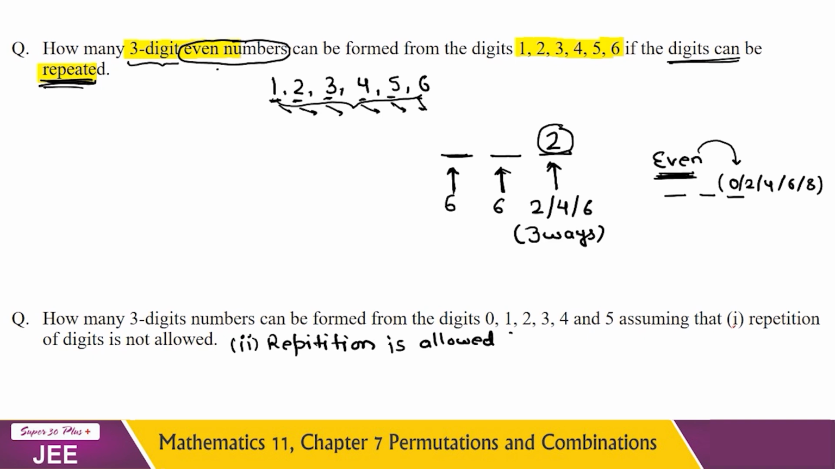So the total number of ways of forming a 3-digit even number is going to be 6 multiplied by 6 multiplied by 3. I have used the multiplication rule because the events have to occur simultaneously. So our answer is going to be 36 multiplied by 3, which is equal to 108 ways. So the total number of ways corresponding to this particular question was 108.